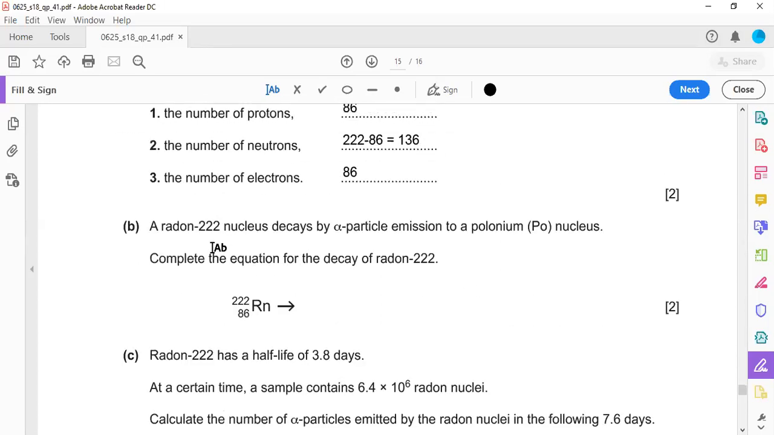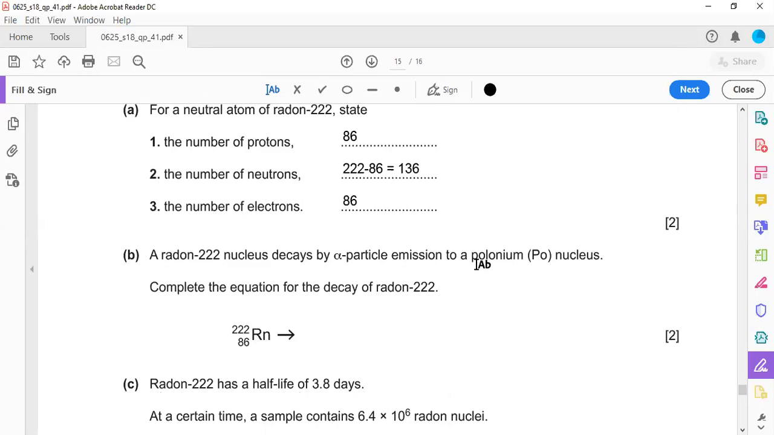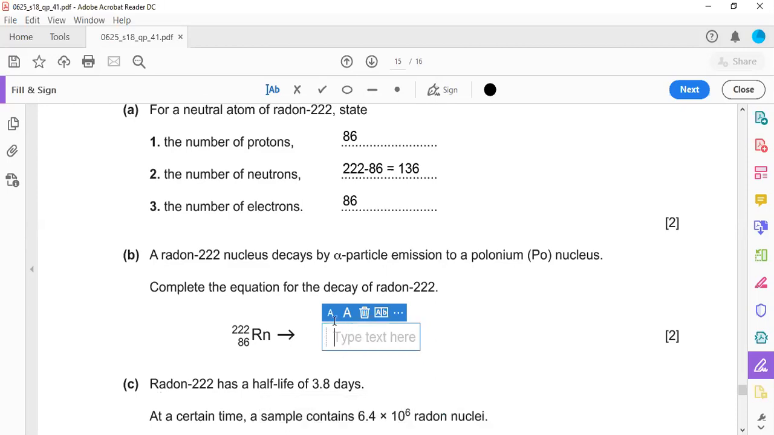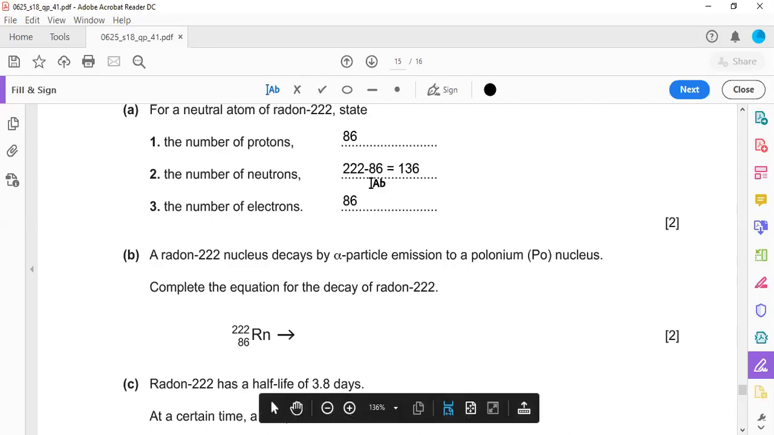We're going to complete this equation now. They said radon-222 decays by alpha emission to a polonium nucleus. Complete the equation of the decay. Now, it's not beta, sorry, it's alpha here. Polonium is Po. I'll write it on the whiteboard for you.